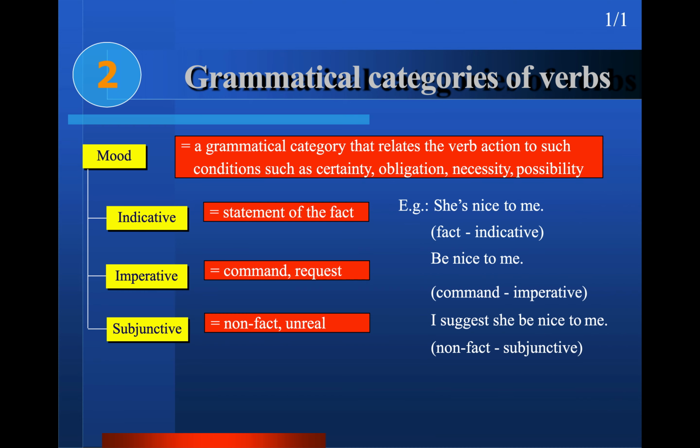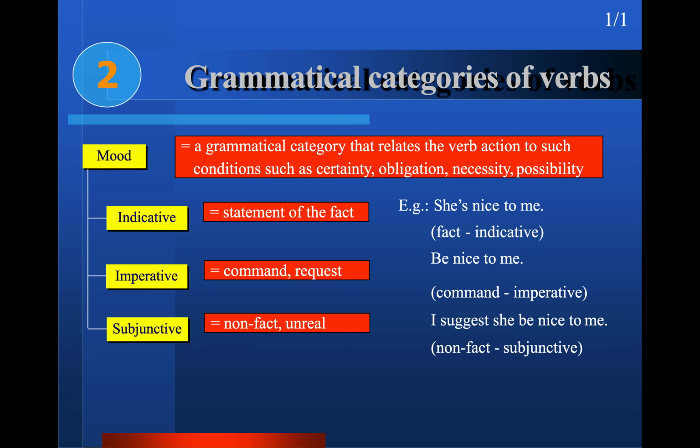So in terms of mood, we are talking about the definition of mood, and then we talk about the types of mood. So mood is a grammatical category that relates the verb action to such conditions such as certainty, obligation, necessity, possibility. These are parts of our mood. So that's why we have three main types of mood: indicative mood, imperative mood, and subjunctive mood. Whenever we talk about mood, every subjunctive mood is indicative, but not necessarily every indicative mood is subjunctive. Why? We will be talking about this.